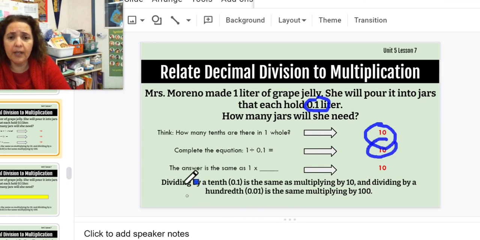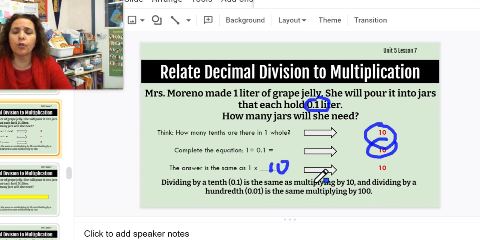Another way to think about it, the answer is the same as 1 times what? 10, right? 1 times 10 is going to give me 10. So dividing by 1/10 is the same thing as multiplying by 10. And dividing by 1/100th is the same as multiplying by 100. So let me show you.